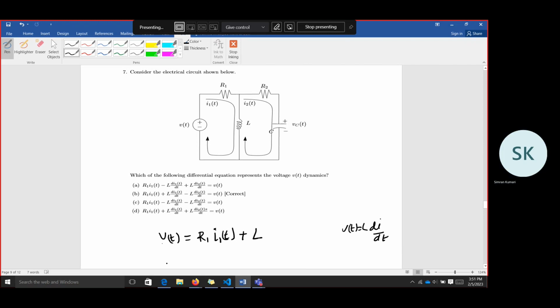So L, and what is the current through this L? There is this I1 and I2 both. This is going in this direction, this is in the opposite direction. So it will have L times di1 by dt minus di2(t) by dt.